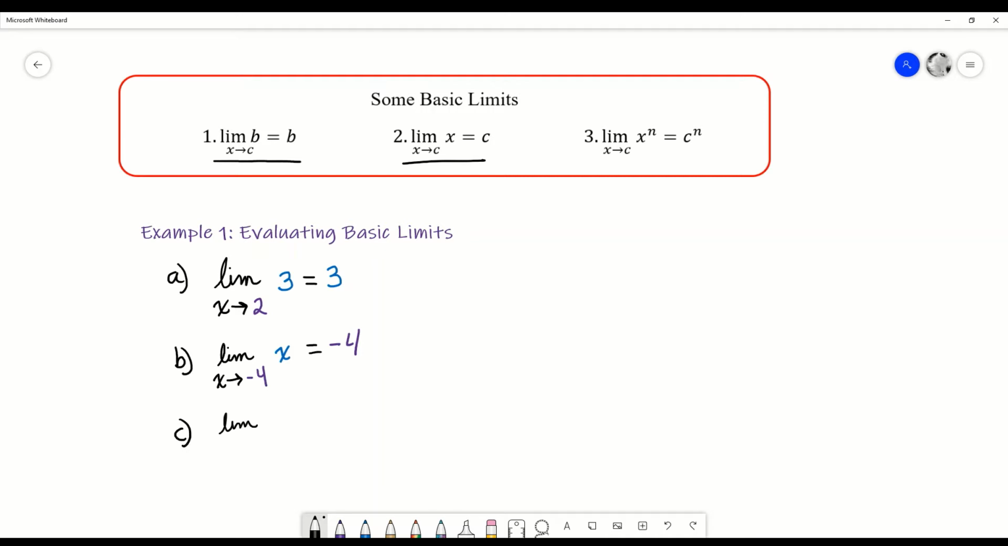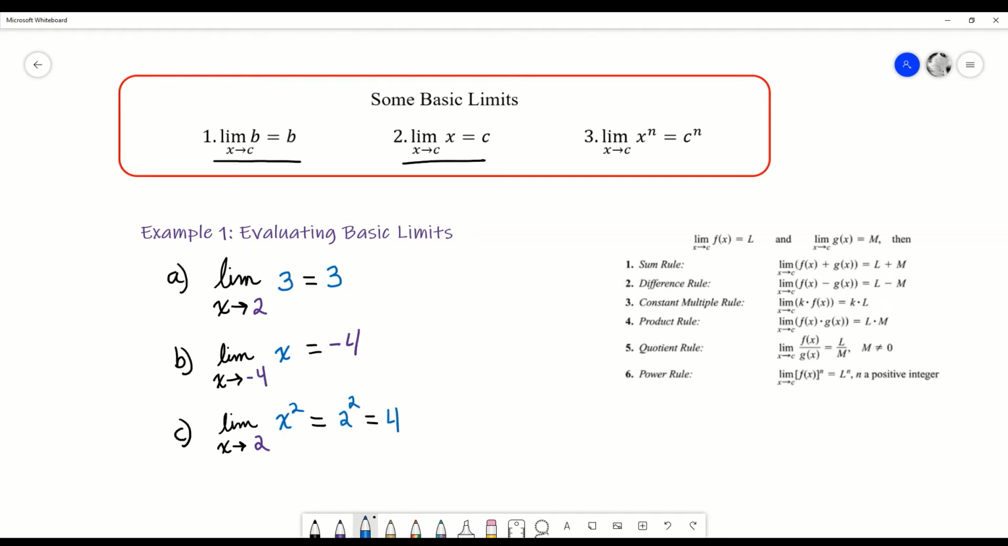And then lastly, if I want to find the limit as x approaches 2 of the function f of x equals x squared, then I'm going to replace the x with the 2. I'm going to square it. 2 squared equals 4. And in general, if you're adding or subtracting, multiplying, or dividing functions and you want to find the limit of that composition, we're going to follow the rules on the right.